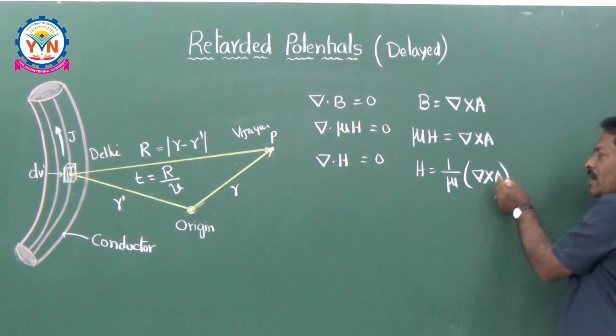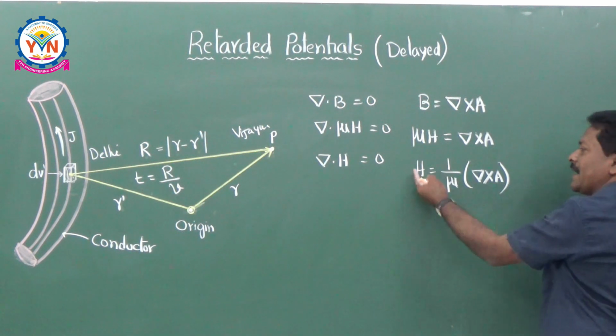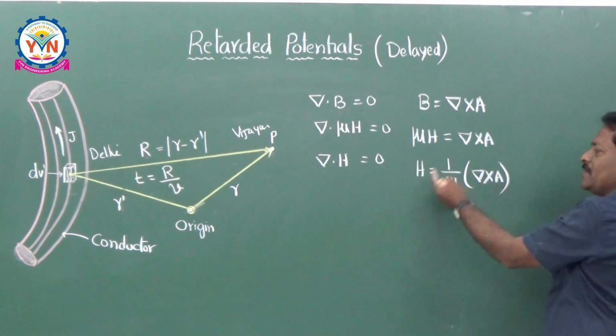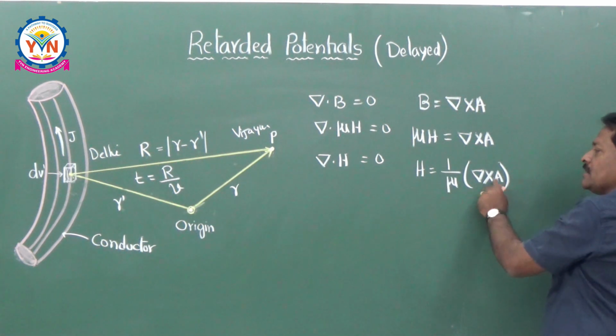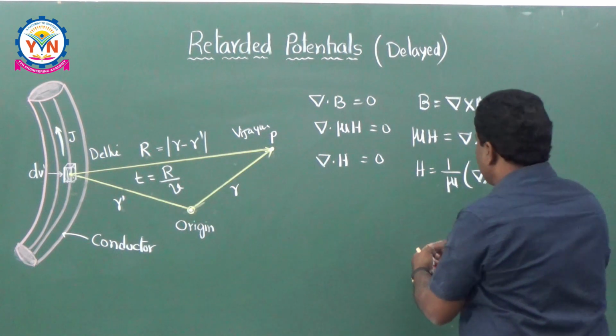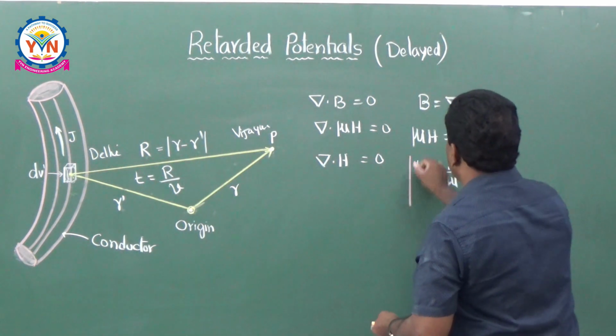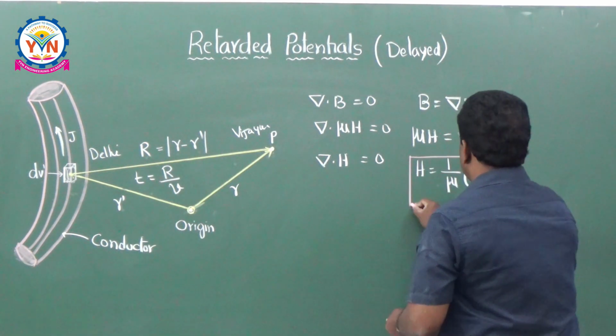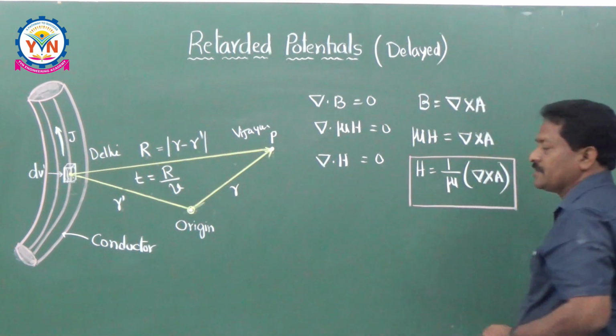So actually, what is the potential here? Vector magnetic potential A, and its source is the magnetic field. So it is the relation between source and its potential function. Its potential function is A and its source is H. That's why it is the relation between the magnetic field and its source. This is also a most important equation.